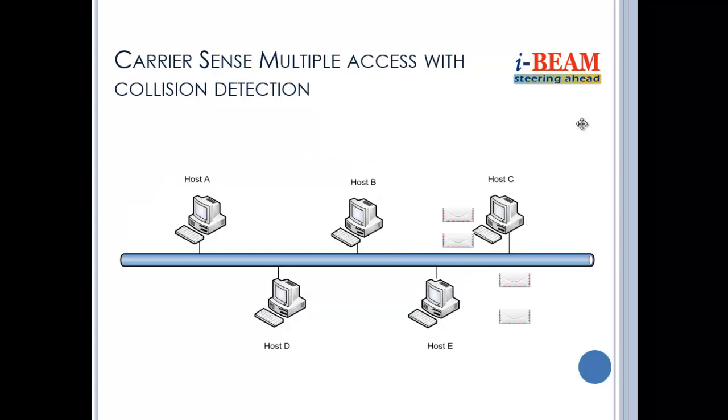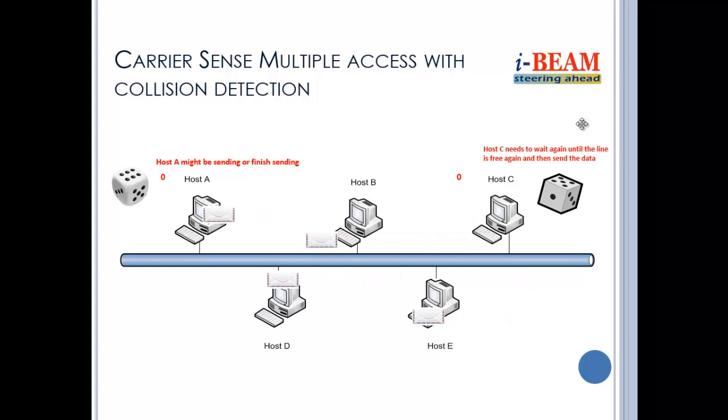Host A might keep sending until it finishes, and after that host C can send. It waits again until the line is free and then sends the data. This is how CSMA/CD operates.